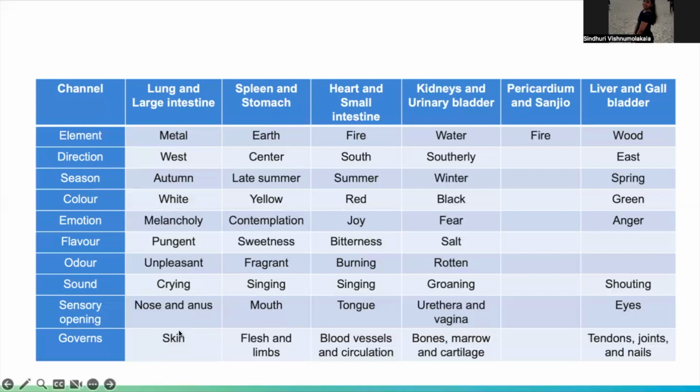The lung and large intestine govern the skin. Spleen and stomach govern flesh and limbs. Blood vessels and circulation are governed by heart and small intestine. Kidneys and urinary bladder govern bones, marrow and cartilage. Liver and gallbladder govern tendons, joints and nails.